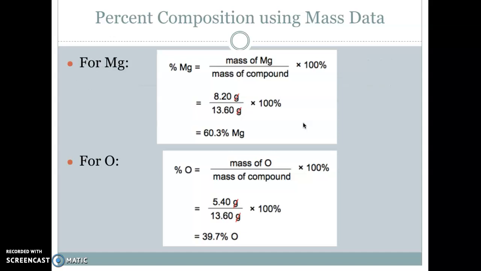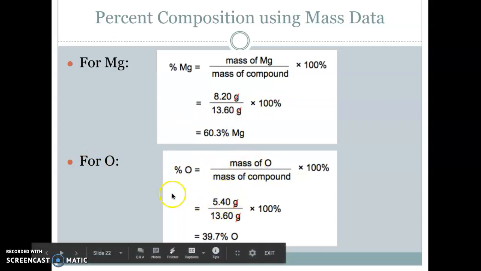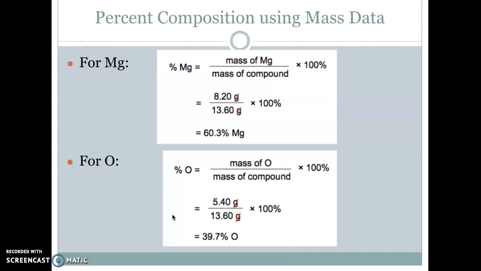Okay, so here's the calculation for that. For magnesium, we take the mass of the element divided by the mass of the compound. Now for the mass of magnesium, we had to subtract the mass of oxygen from the total mass of the compound, to get 8.20 grams of magnesium. So divide that out, multiply by 100, we get 60.3% magnesium. For oxygen, similar calculation, we were given the 5.40 grams of oxygen. Divide that by the mass of the compound that was given. Multiply by 100, you get 39.7%. So that's finding percent composition using mass data.